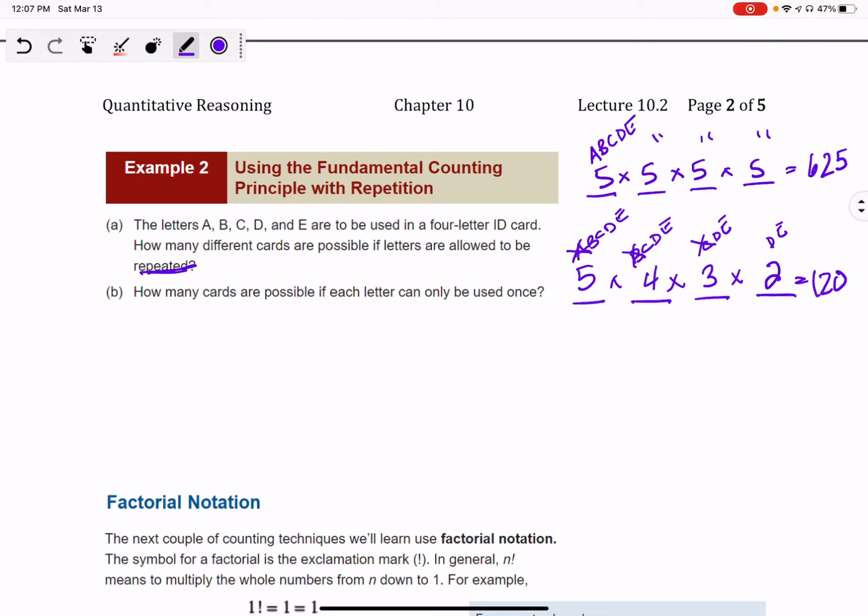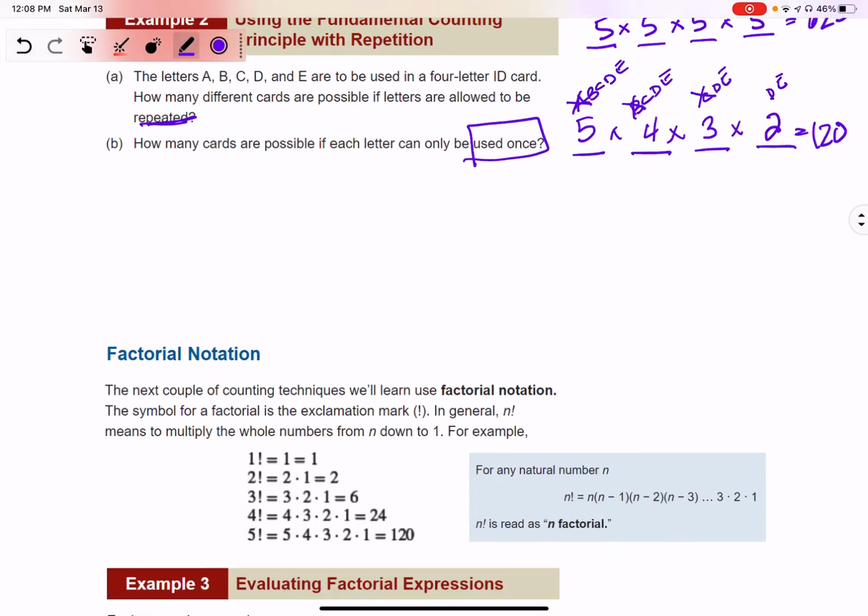Okay, hope that makes sense. The first one, because the letters are repeated, we can use them each time. The second one, because we cannot repeat them, they are only used once, so we have to take one away each time. All right, this leads us to our next topic of factorial notation.